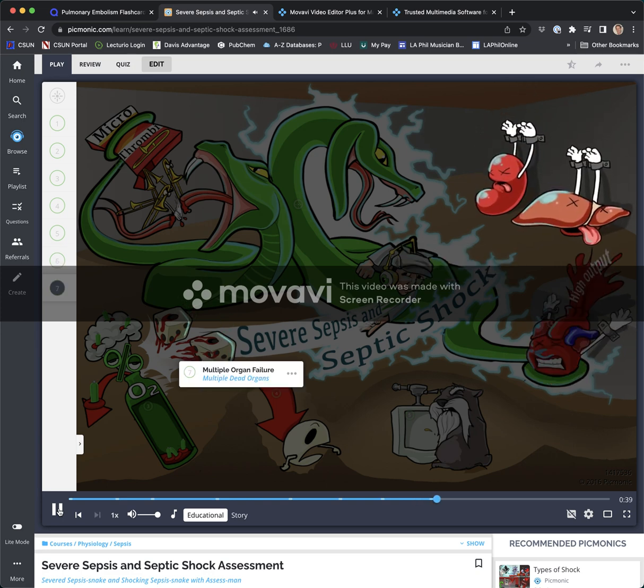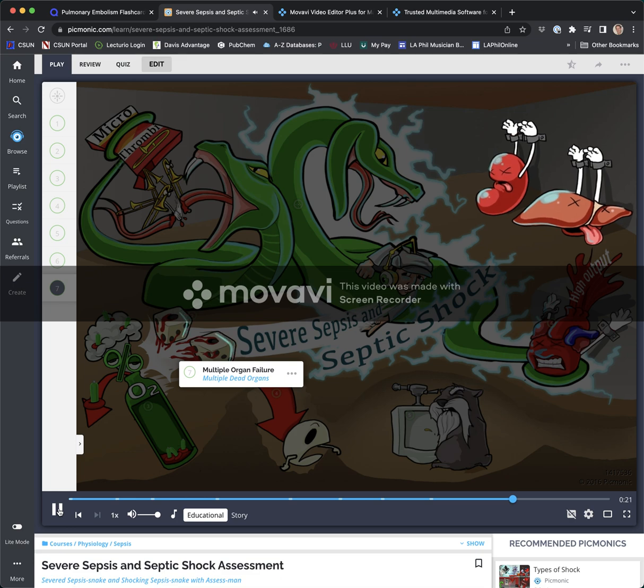Lastly, multiple organ failure can occur, commonly referred to as multiple organ dysfunction syndrome, or MODS, and is shown in this Picmonic by the multiple dead organs. This is the result of prolonged ischemia, which leads to irreversible damage of organs and subsequently death.